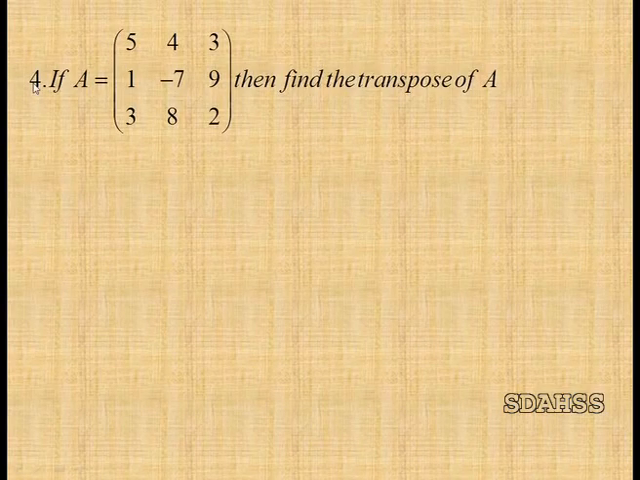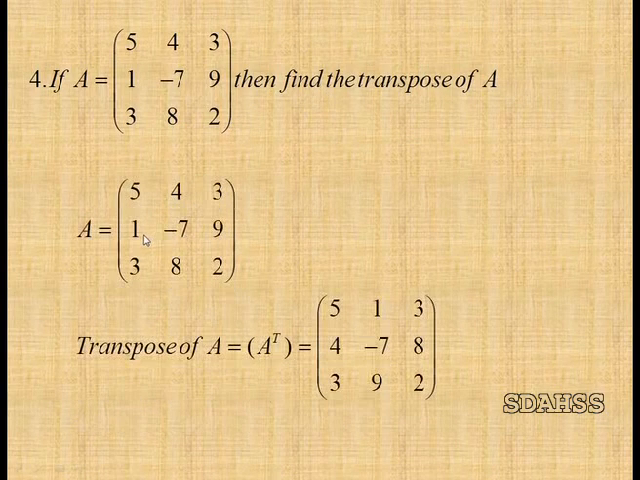Fourth sum. If A is equal to 5, 4, 3, 1, minus 7, 9, 3, 8, 2, then find the transpose of A. Transpose can be written as A power t. Transpose means you have to interchange the rows into columns. Interchange the rows into columns.